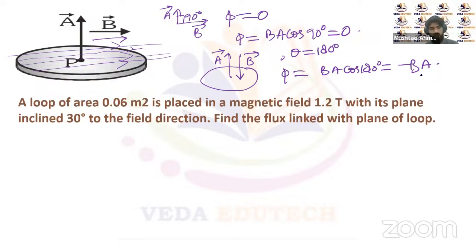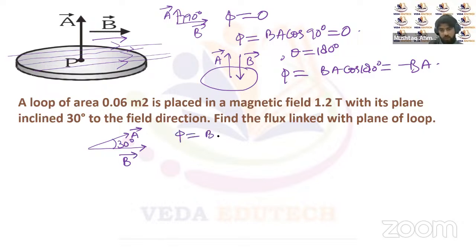A loop of area 0.06 meter square is placed in a magnetic field of 1.2 Tesla with its plane inclined 30 degree to the field direction. Find the flux with the plane. Now the inclination of the plane is given: it's inclined at an angle of 30 degree to the field direction. It means that this area vector will be inclined at an angle of 30 degree with the magnetic field vector. So this is the magnetic field vector B, and this is the inclination that's equal to 30 degree. Or we can say the flux will be nothing.